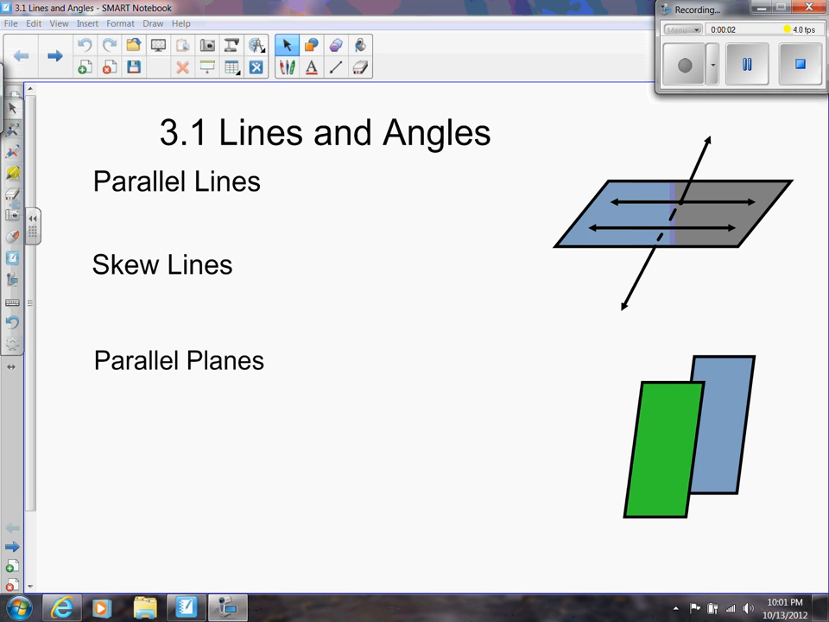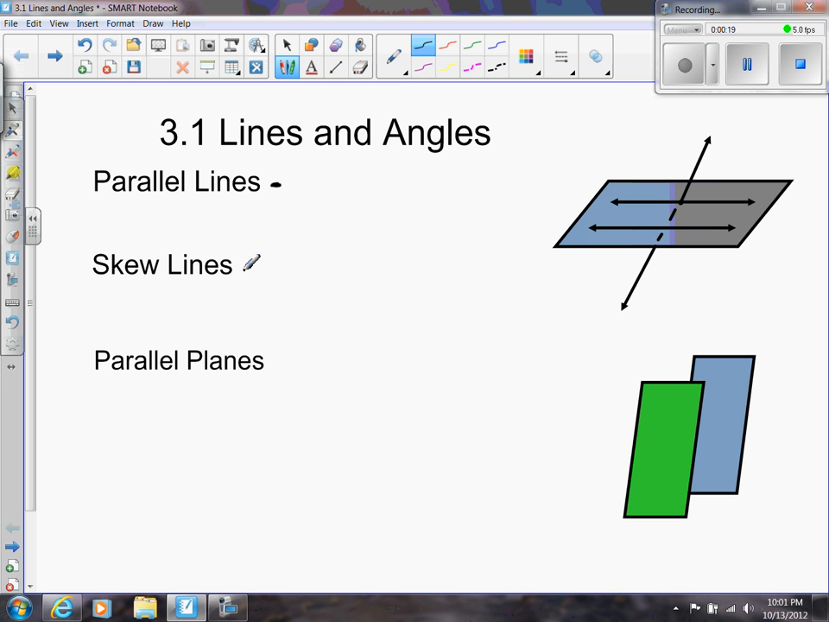All right, we're going to start chapter 3, section 3.1, lines and angles. We have some vocabulary. Sections in the book like to start with vocabulary. I would like to start with parallel lines here, but the definition of parallel lines will make more sense if we talk about skew lines first. Skew lines are lines that don't intersect.